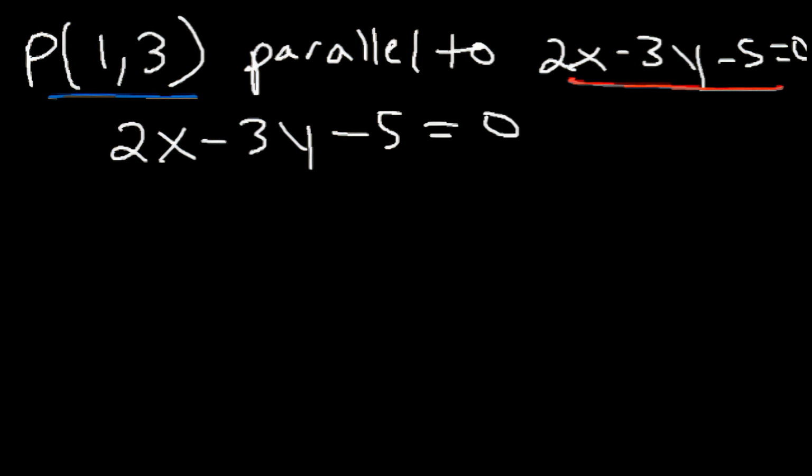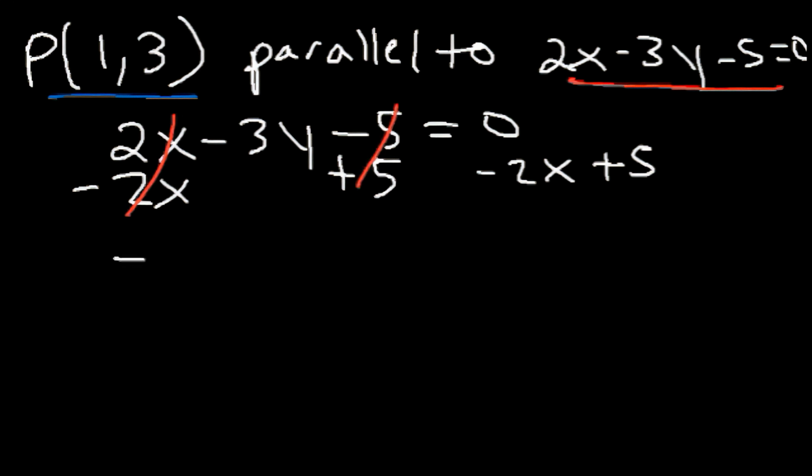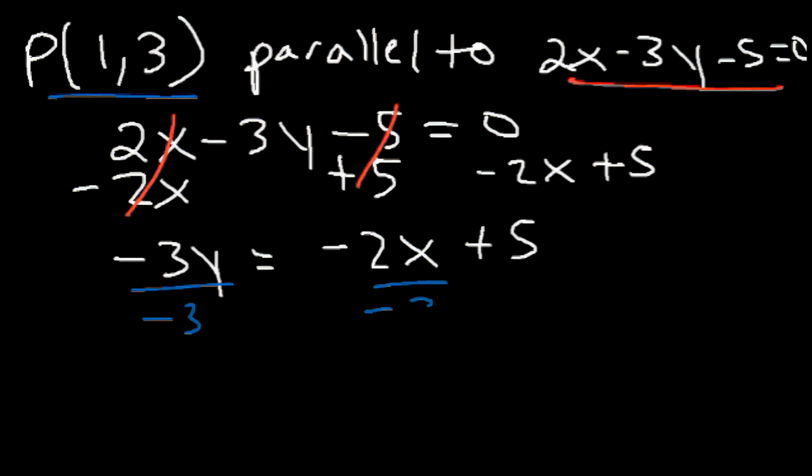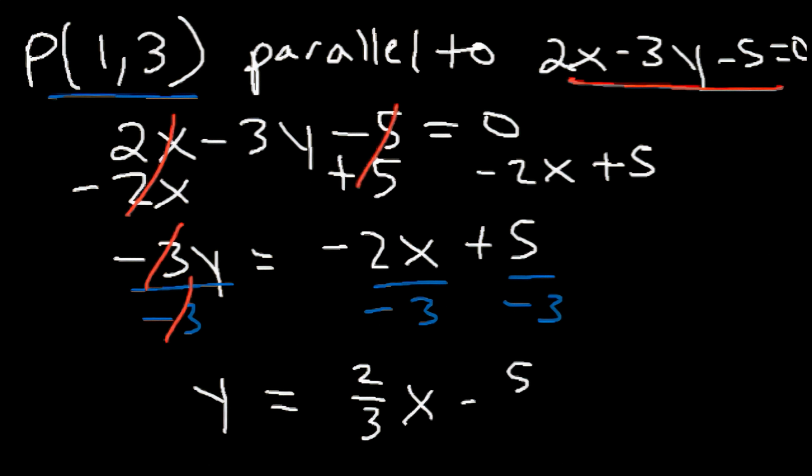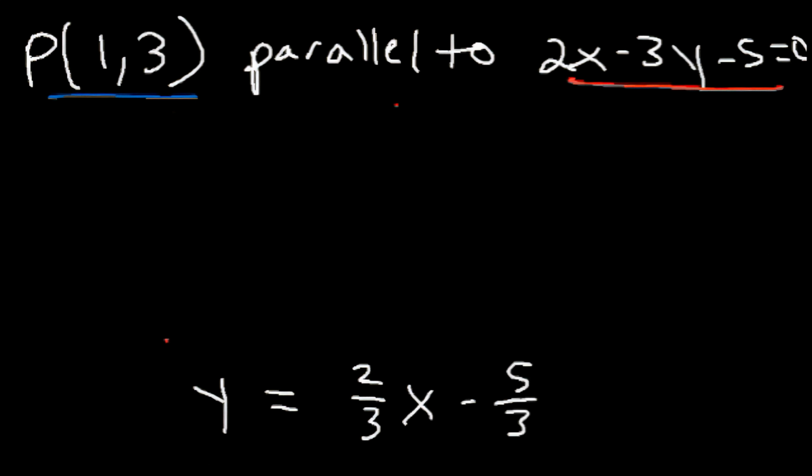Let's subtract both sides by 2x, and let's add 5 at the same time. So on the left side, we're going to have negative 3y, and on the right side, it's going to be negative 2x plus 5. Now all we need to do is divide by negative 3 to each term. So the 3's are going to cancel on the left side. Therefore, y is positive 2 over 3x minus 5/3. So we could see that the slope, which is the number in front of x, is 2/3.